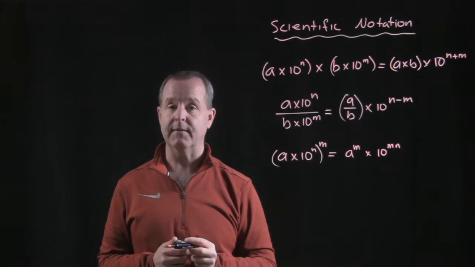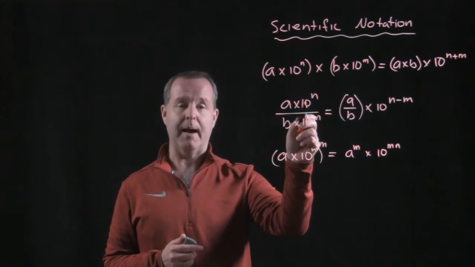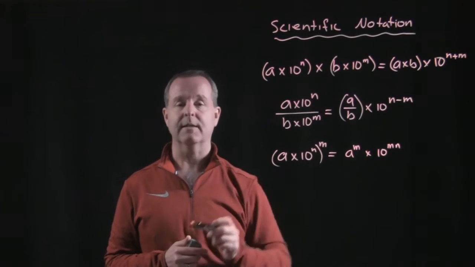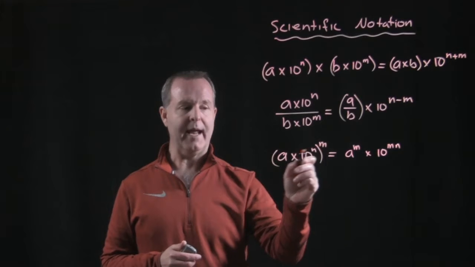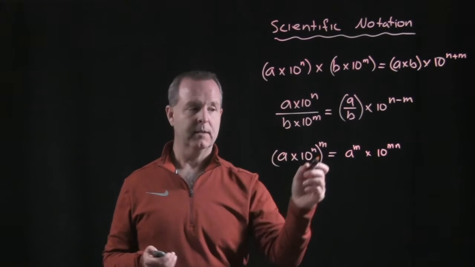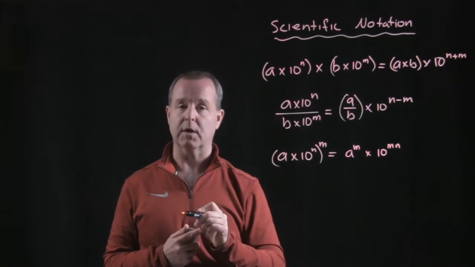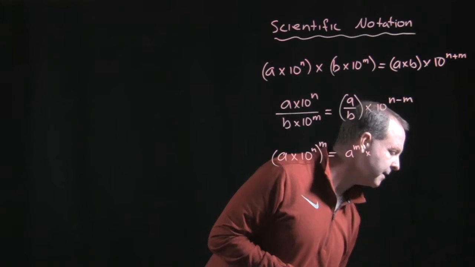Dividing two numbers that are in scientific notation, we'll first divide the a and the b, and then look at the powers of 10 and subtract the powers of 10 from each other. And then with a power rule, we have an a times 10 to the nth raised to an m power. We distribute that m across both of those terms. So let's look at a couple examples here to help make sense of this.